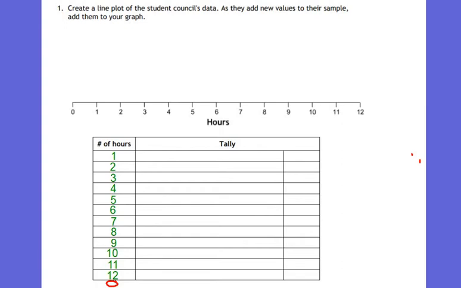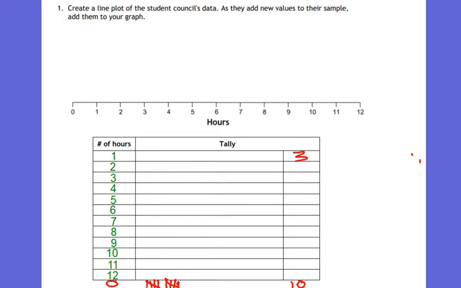For 0, 10 people answered they spent 0 hours a week. So I need to do a tally here in the middle. I'm going to draw 1, 2, 3, 4. What do I do with that 5th one? When I do tallies, you cross it. That's your 5th. So 10 people do homework for 0 hours a week.